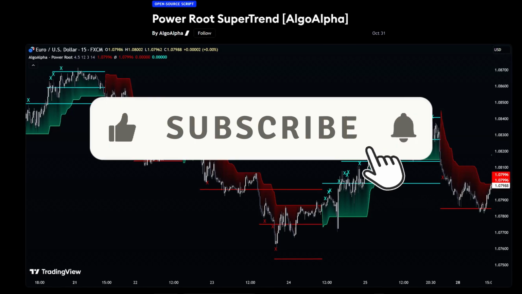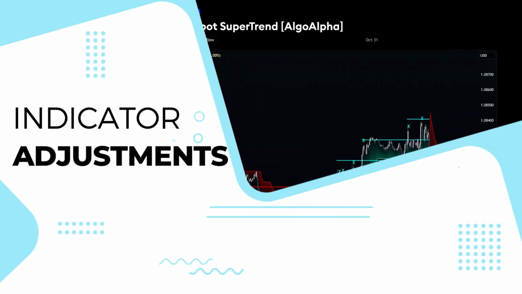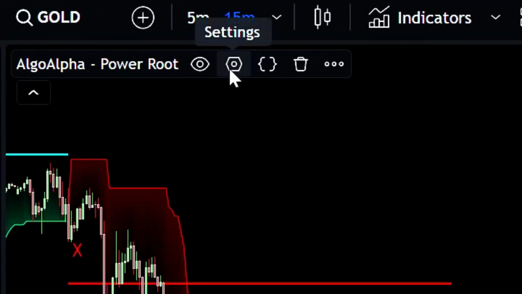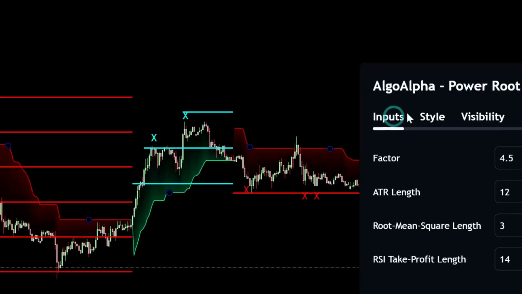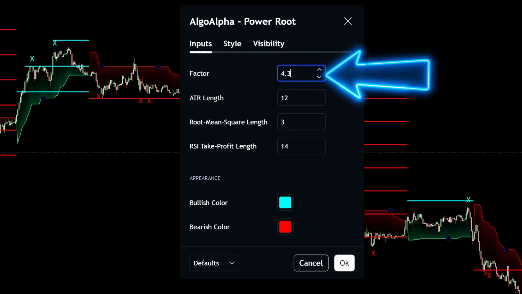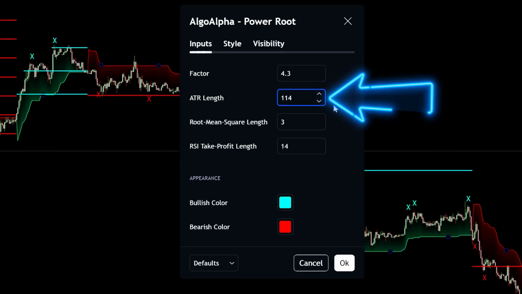But before we jump into how this incredible indicator generates such precise signals, let's make a few quick adjustments to tailor it to our strategy. To do this, open the settings window for the Power Root SuperTrend. First, we'll want to change the factor option to 4.3. This will help fine-tune the indicator's sensitivity to the market trends. Next, let's adjust the ATR length to 14, which will give us a more accurate reading of the market's volatility.